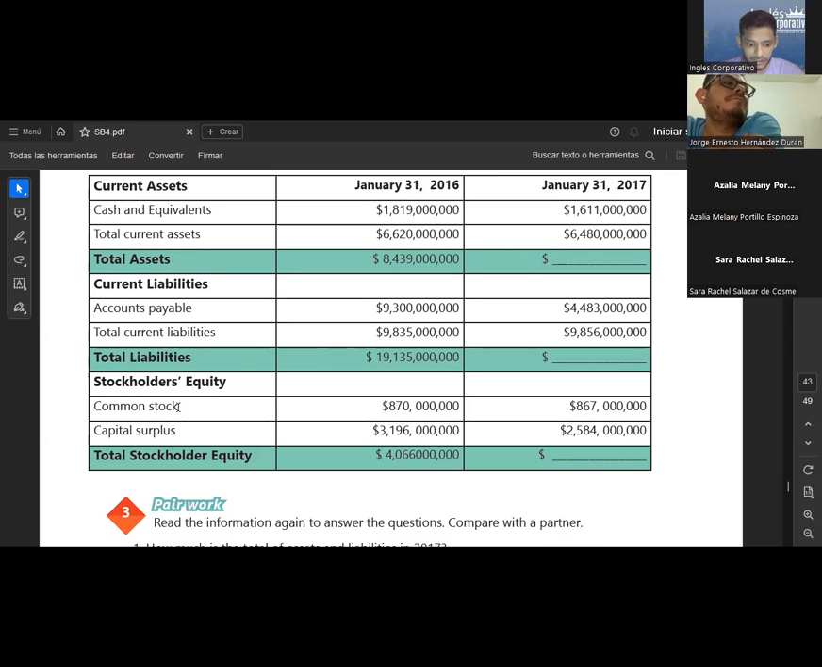Stockholder equity. Hold on. Is a common stock 870 million. Then we have 867 million. Capital surplus, we get 3 billion, and we got 2 billion. Total stockholders' equity, 4 billion. What is surplus, people? Surplus. You know this word, surplus. No? It's like saying extra capital. Extra capital. Como que sobra una capital, sobra. Sobra. That's surplus. Okay, surplus. Que sobra o es extra.